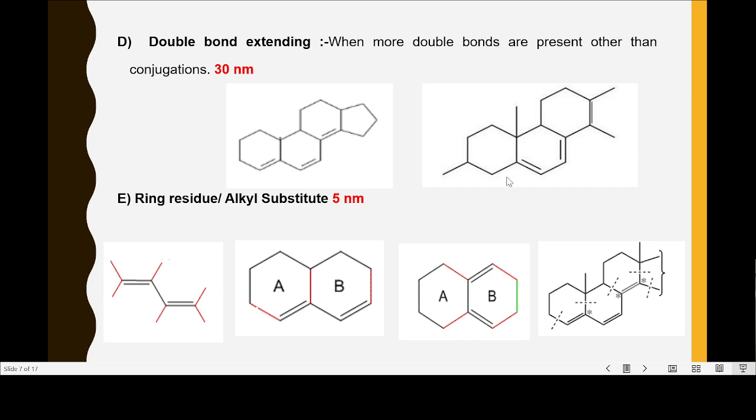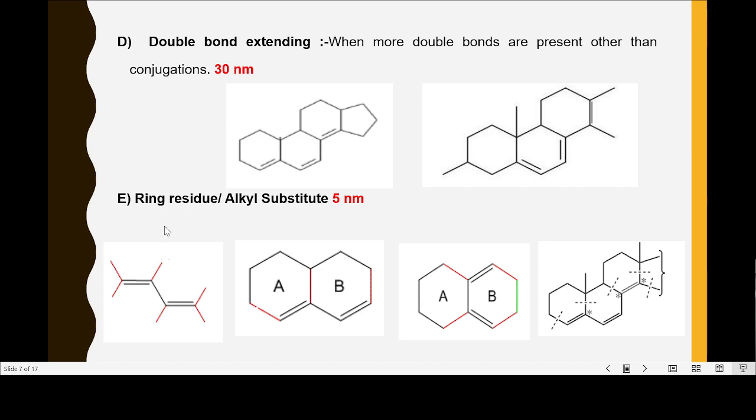Coming to this example, here it is a homoannular diene. So for homoannular diene, what is the base value? 253 nanometer. Apart from this, one double bond is extended over here, so we need to add 30 nanometer to the base value. So this is the fourth rule.